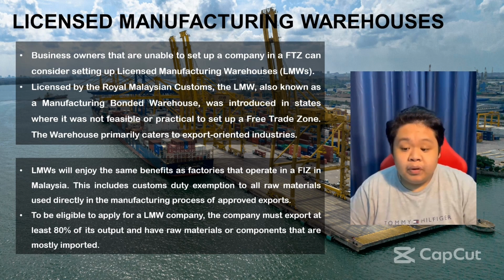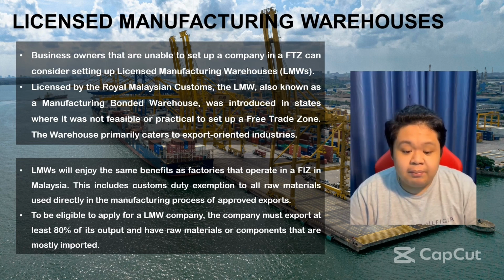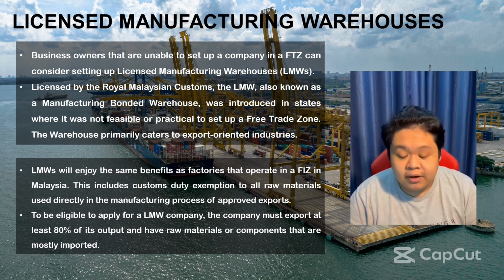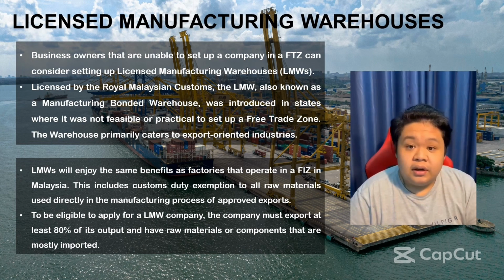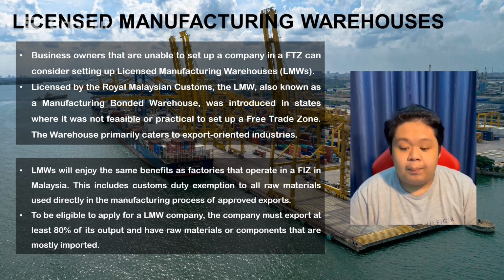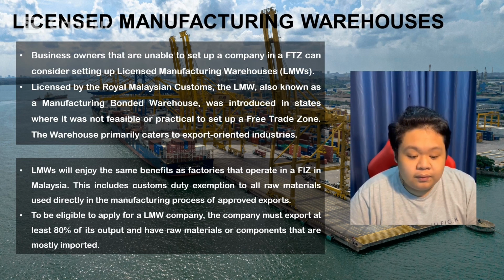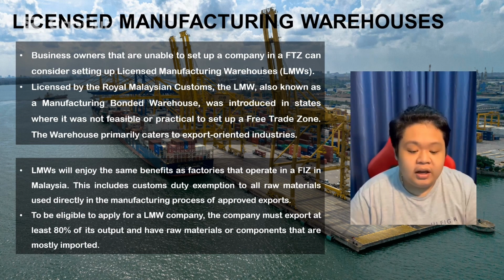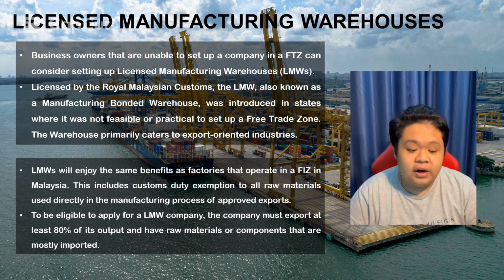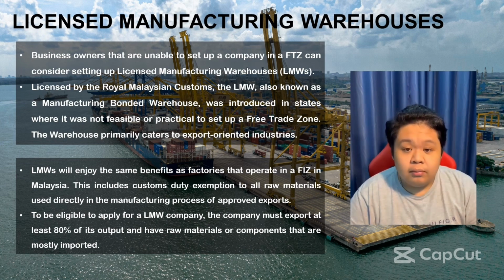Then, the LMW will enjoy the same benefits as factories that operate in free industrial zones in Malaysia. This includes the custom duty exemption on all raw materials used directly in the manufacturing process of approved exports. Last but not least, to be eligible to apply for an LMW, the company must export at least 80% of its output and have raw materials or components that are mostly imported.